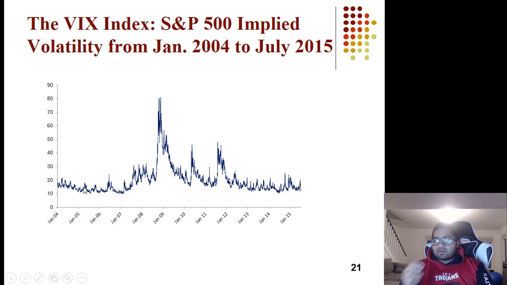VIX is the volatility of the S&P 500, computed from the most common call options and put options, which they combine. The VIX index is also called the fear index. When the VIX is high, there is a lot of fear in the market. People are uncomfortable, so they are buying a lot of options to hedge their position. When the VIX is low, there is not much fear in the market, so options are priced less.